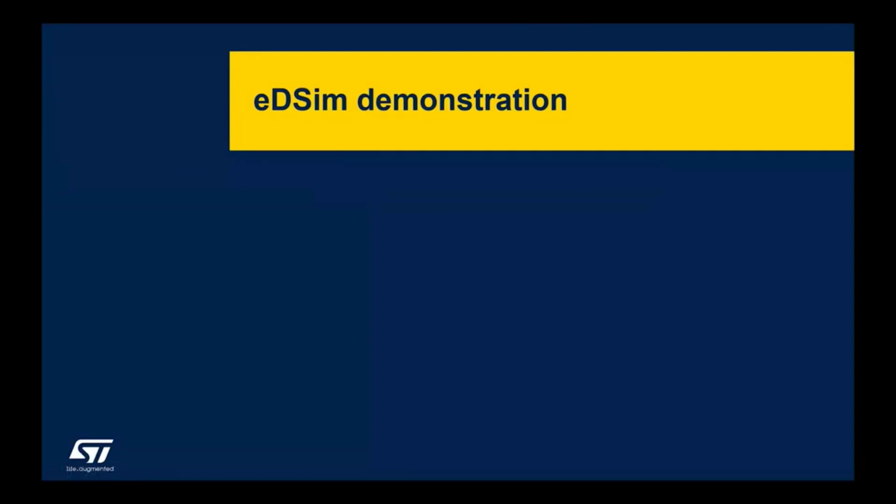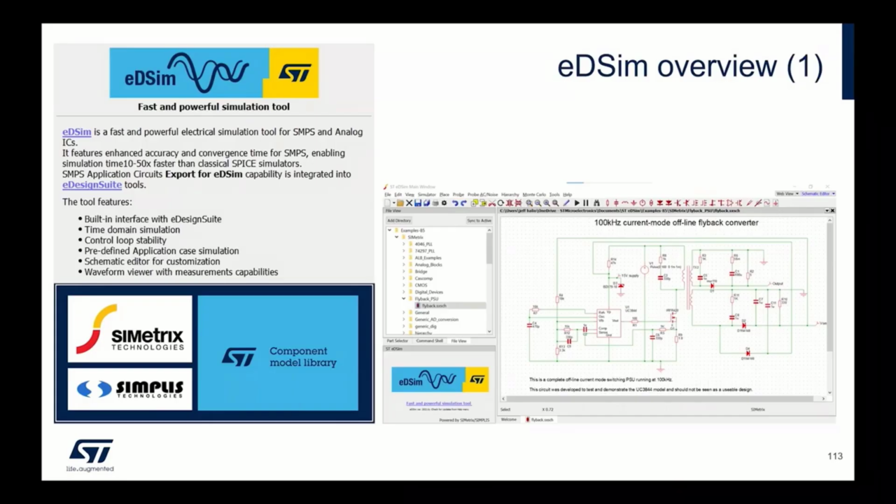Now let's showcase what eDesignSuite is capable of. So first of all, we are going to show how to download eDesignSuite and what it's capable of, and then we are just going to do a real life example. So first, eDesignSuite also includes our eDSim simulation tool. So eDSim is a fast and powerful electrical simulation tool for switch mode power supplies and analog ICs.